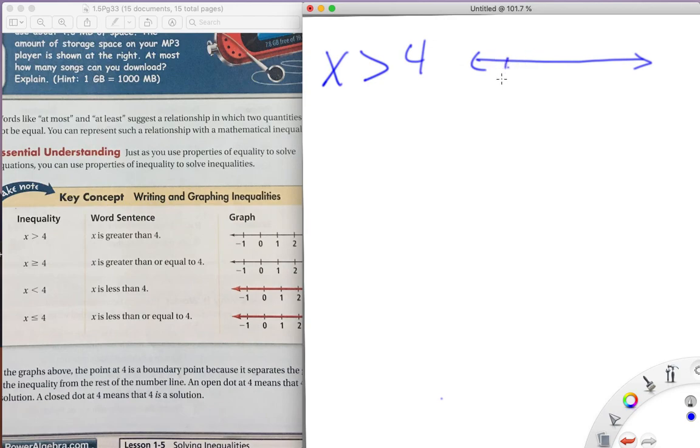let's call this 0, 1, 2, 3, 4, 5. We're going to have an open circle at 4, and we're going to go to the right. That's greater than.